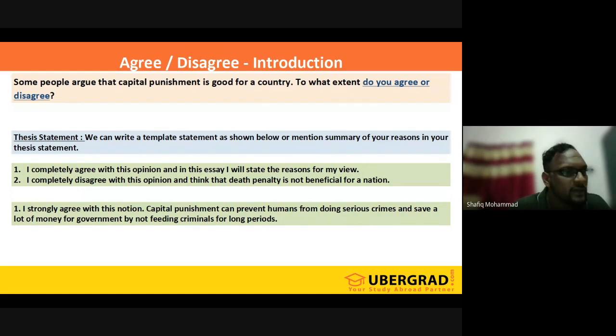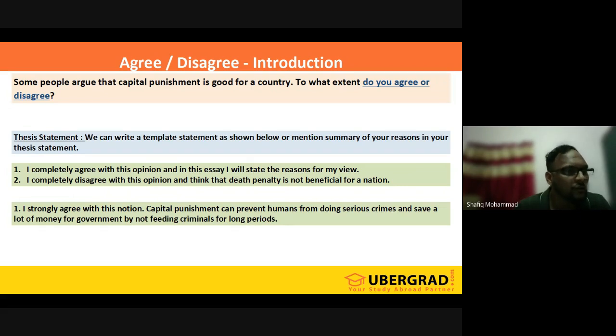Supporters of capital punishment argue that it serves as a warning to potential criminals. The fear of capital punishment may prevent individuals from committing heinous crimes, thus reducing the crime rate and creating a safer society. Moreover, the death penalty serves as a form of justice for the victims and their families. It provides a sense of closure to those affected by the actions of the culprit.